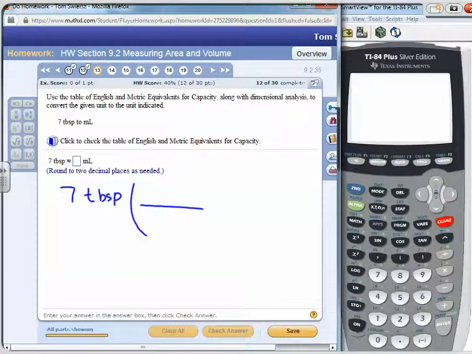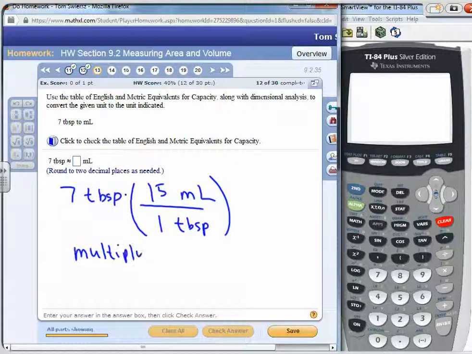We're going to convert to milliliters. What did we just say? 15 milliliters, mLs, for every 1 tablespoon, right? From the chart we just saw, the 7 and the 15 are both in the numerator, so that's going to tell us to multiply 7 times 15, I believe, is 105 ml.